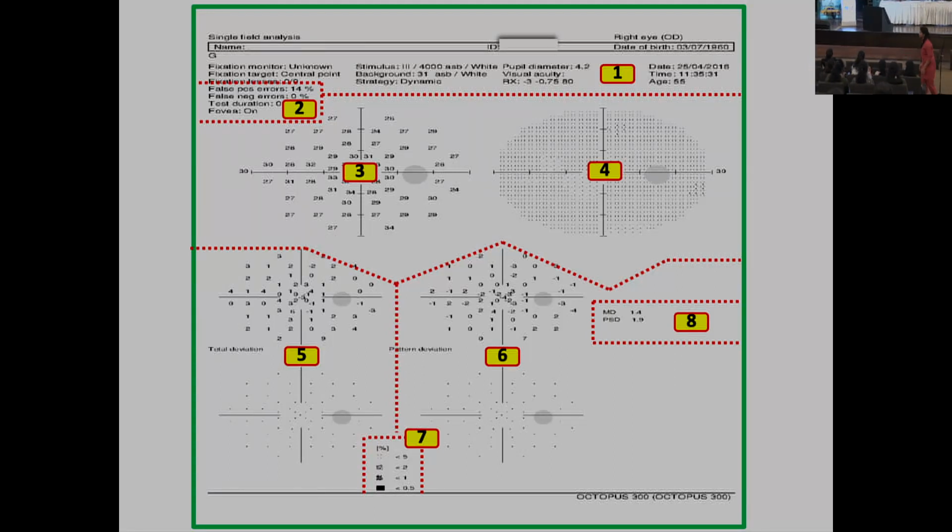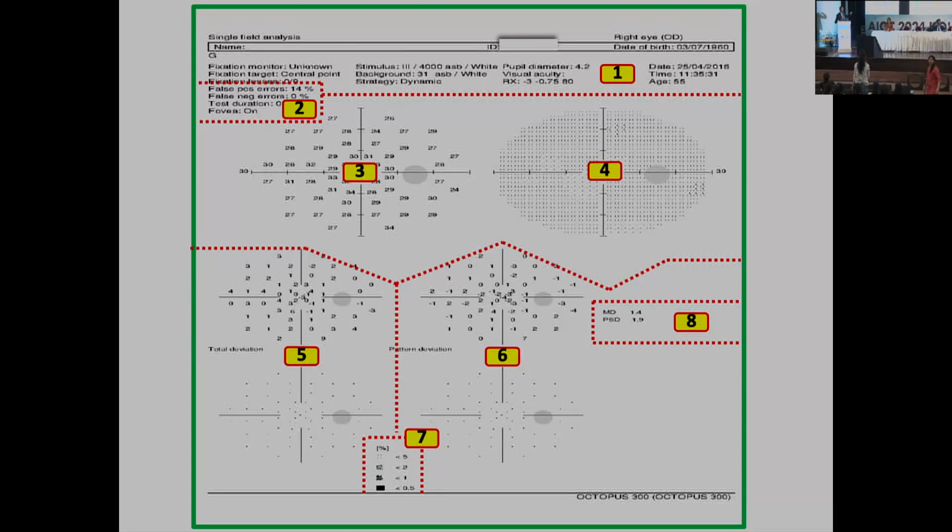Just a quick thing. I hope you can see that. It's the visual field analysis of a 55-year-old patient with a pupillary diameter of 4.2 millimeters. That is exactly what I was telling.